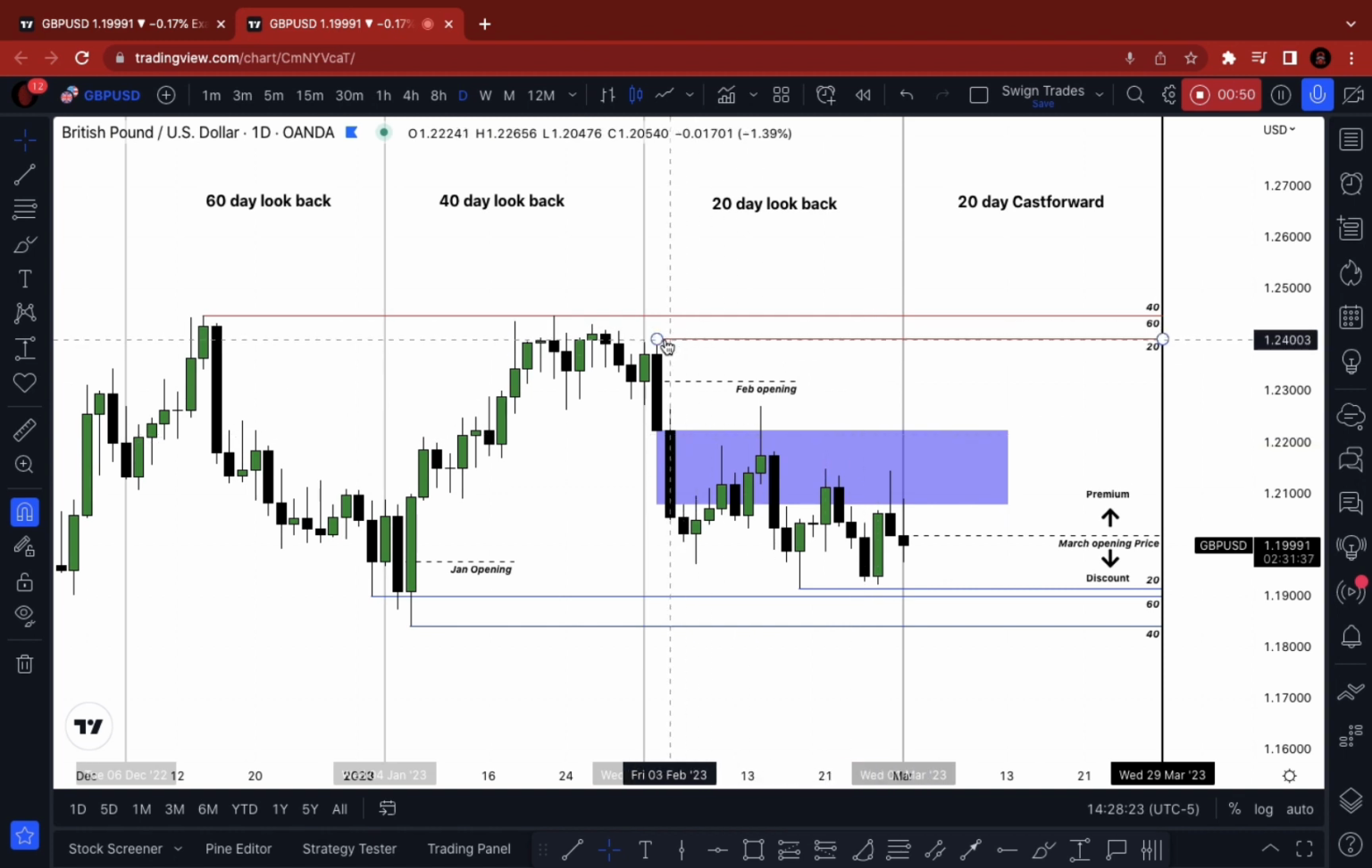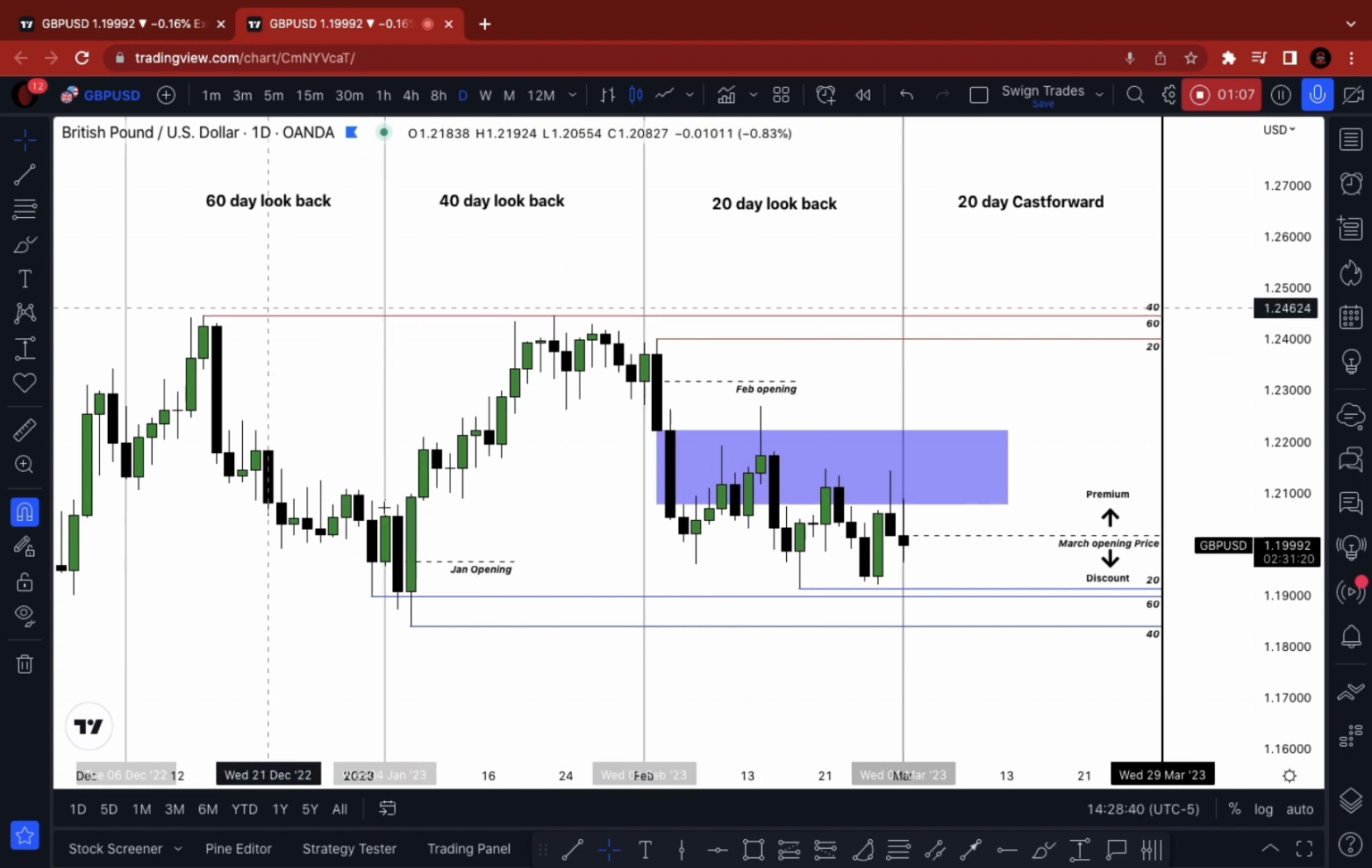So that's the 20-day high here. That's the 20-day low here. That's the 40-day high up here. You can't see it because it's blended in with the 60-day high, almost equal highs here. We have the 40-day low, and then we have the 60-day low. Anything above here is going to be open float or liquidity. So that's buy side liquidity.